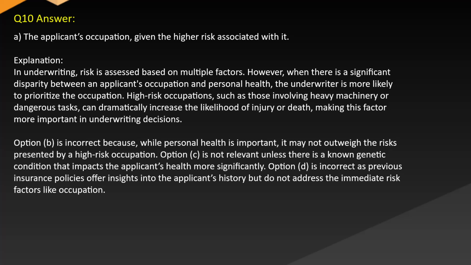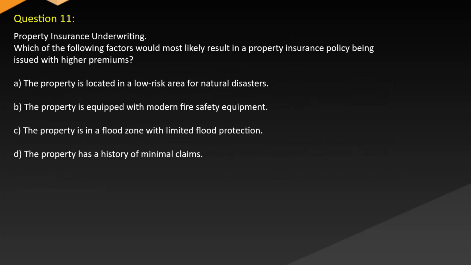Option B is incorrect, because while personal health is important, it may not outweigh the risks presented by a high-risk occupation. Option C is not relevant unless there is a known genetic condition that impacts the applicant's health more significantly. Option D is incorrect, as previous insurance policies offer insights into the applicant's history but do not address the immediate risk factors like occupation.